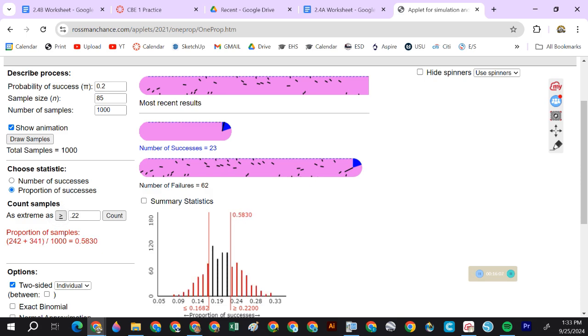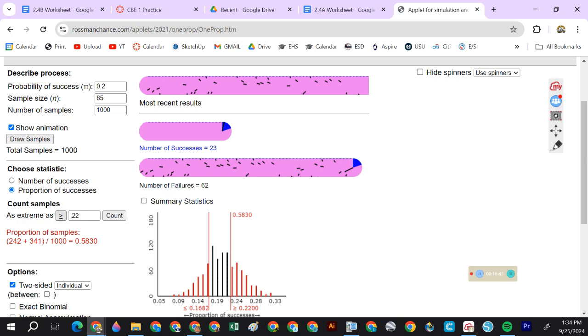Why is that giving me 58%? Oh, I see. Sorry. All right. So what is my p-value? My p-value is 58%. Why is it 58%? Because I'm shading both the right side and the left side. And when I shade both sides, I get 58%.